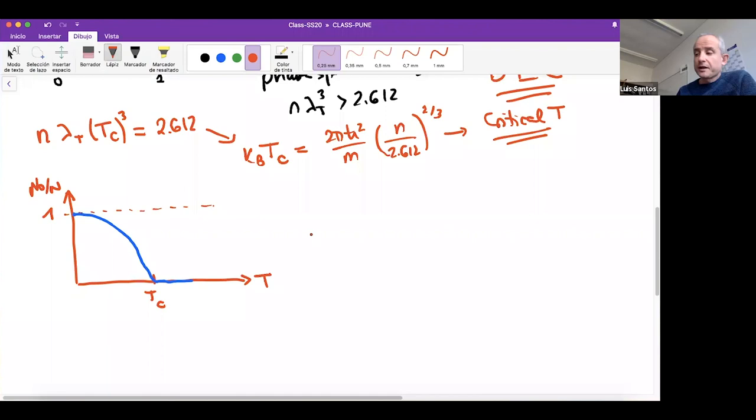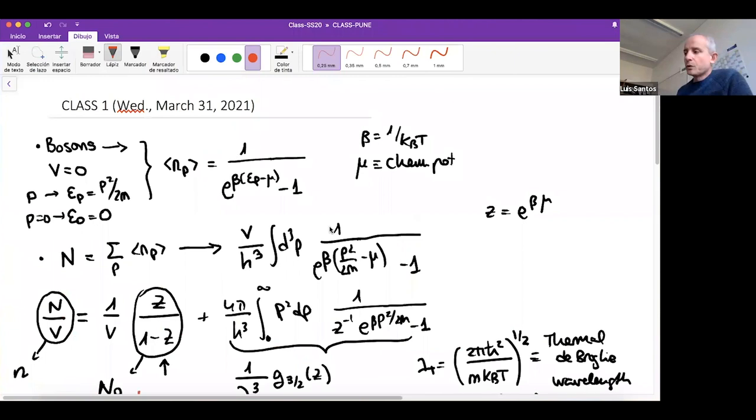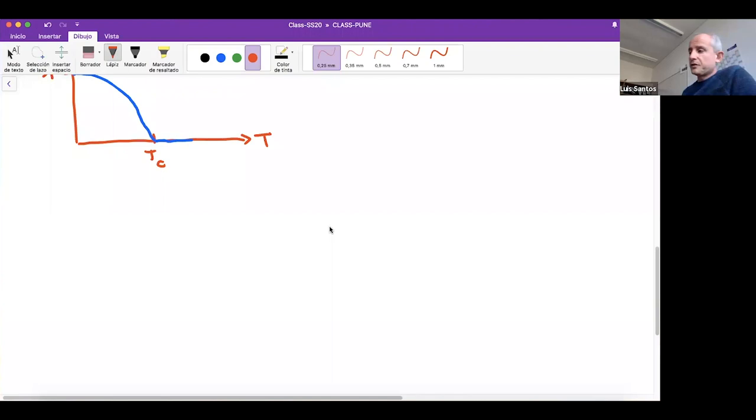If we are studying a three-dimensional system in free space, then this is indeed the case. But if you study, for example, other systems, like in particular a one-dimensional system in free space, then this is not anymore the case, and therefore there is, strictly speaking, no condensation. So whether you have a condensation or not, it depends very much on the density of states in the problem. Okay, so this is the idea of Bose-Einstein condensation, yes?